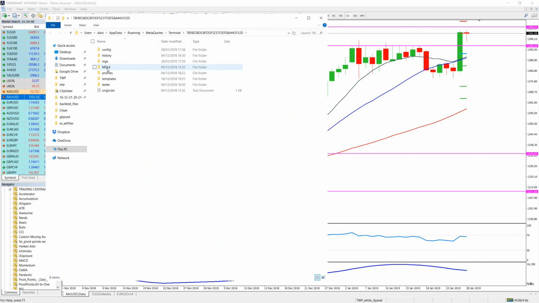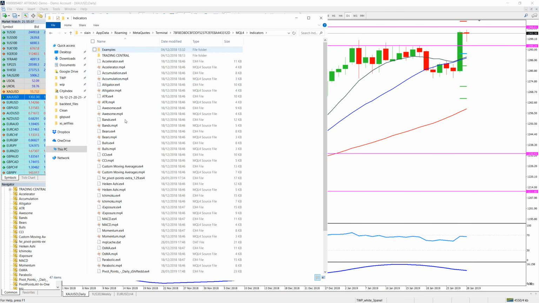Once I click on that, it brings me to a terminal, which is very difficult to find any other way. And then I need to go into this folder MQL. So basically anything I'm going to customize and add into my platform is going to be here. There's an experts folder if I want to do robots. There's an indicators folder. So this is really what I'm concerned with, the indicators folder.